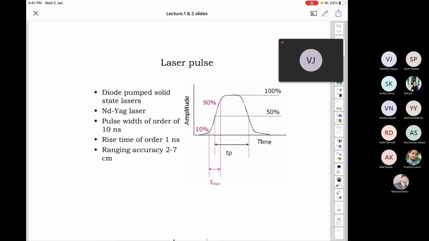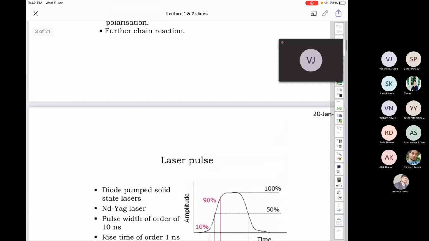The second important parameter related to the laser pulse is rise time. Rise time means the time taken by a laser pulse to reach from 10% of the maximum to its 90% level. It is generally kept low. As you see in the figure, it should be 1 nanosecond. And by using a 10 nanosecond laser pulse and 1 nanosecond rise time, you can obtain a ranging accuracy of 2 to 7 centimeter.